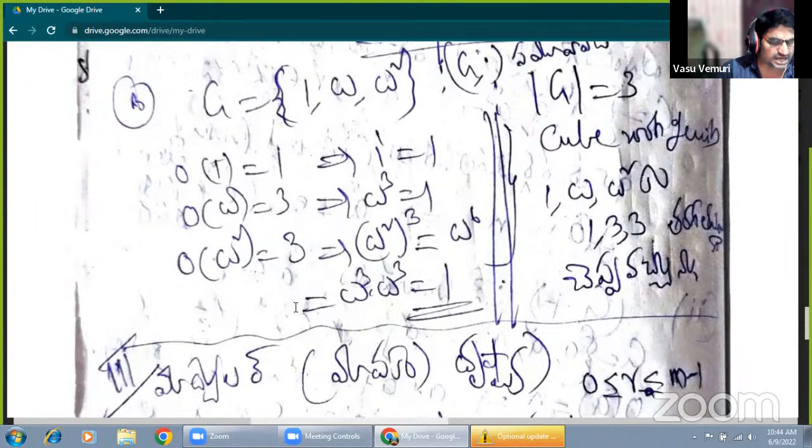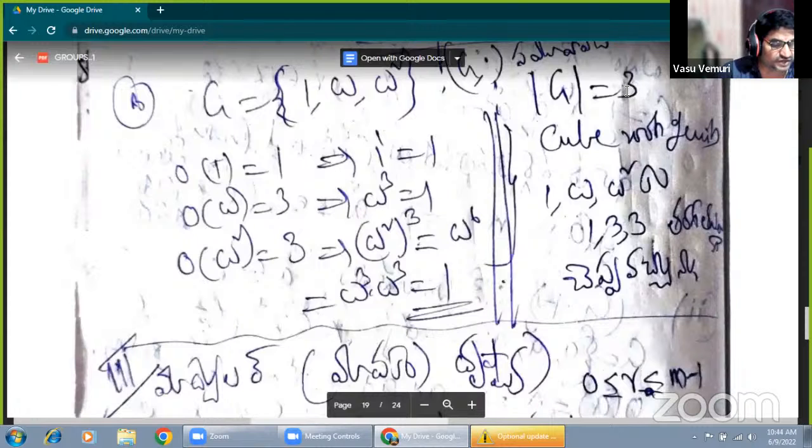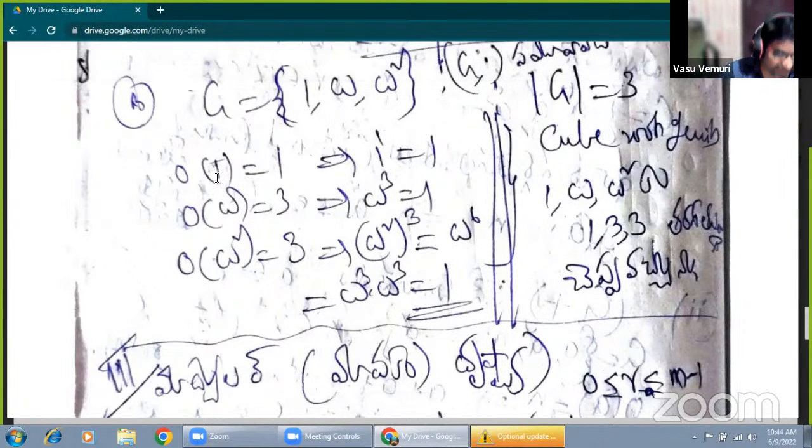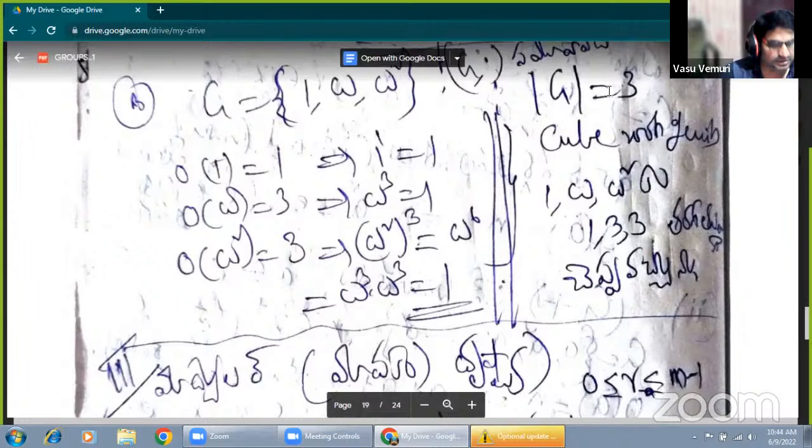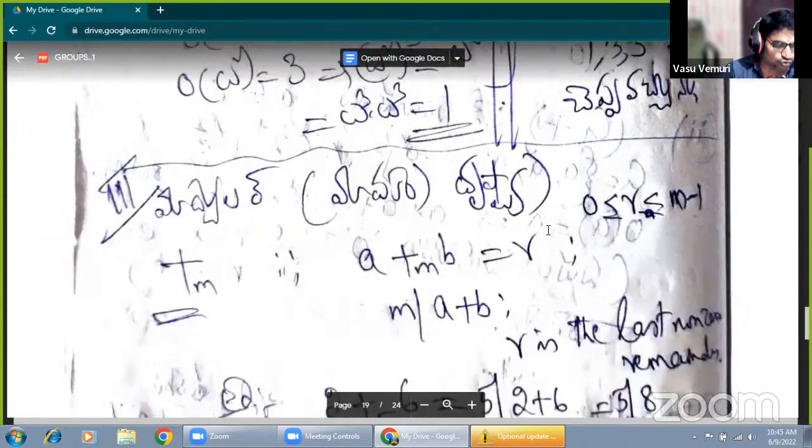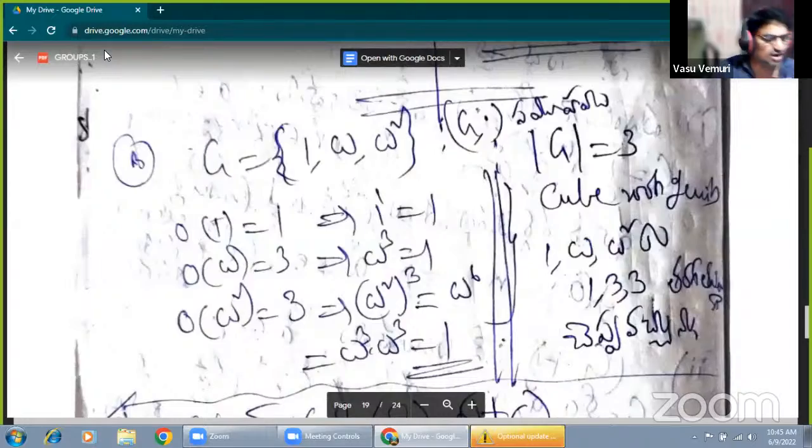Now we compare these orders with the cardinality of the group, which is read as the order of the group. 1 is less than 3, 3 equals 3, 3 equals 3. So these are all the elements, compared with the order or cardinality of the group. Finally, the order of a is less than or equal to the order of the group. That's why these are all examples.